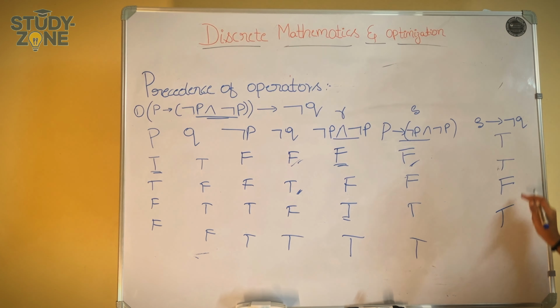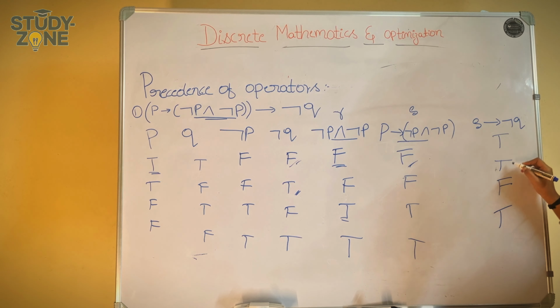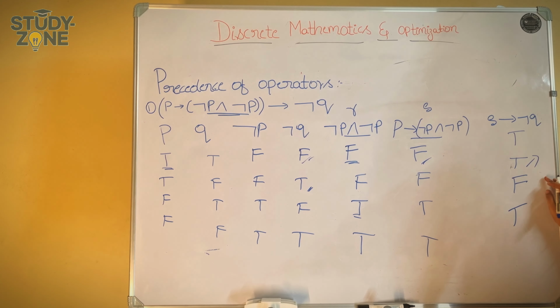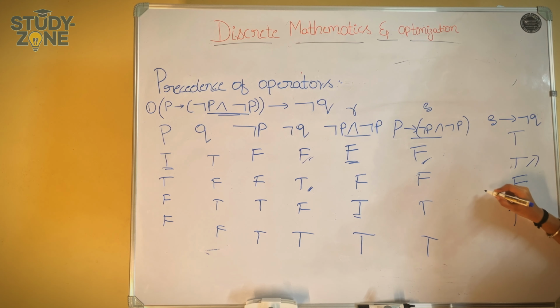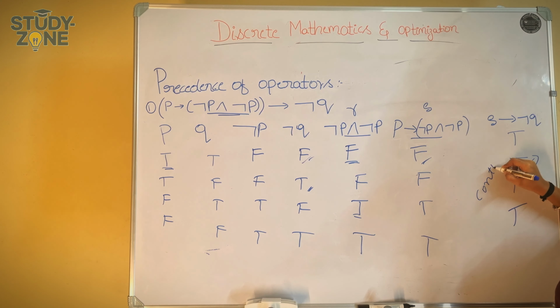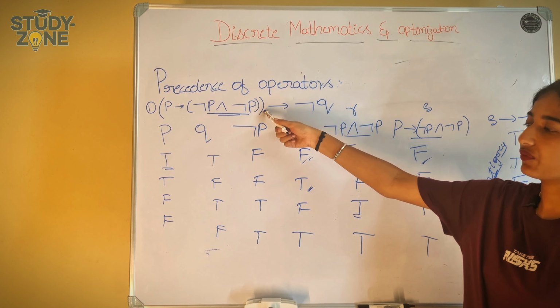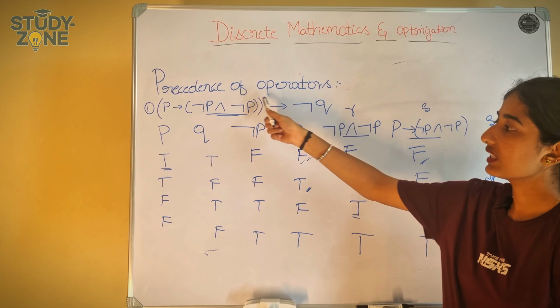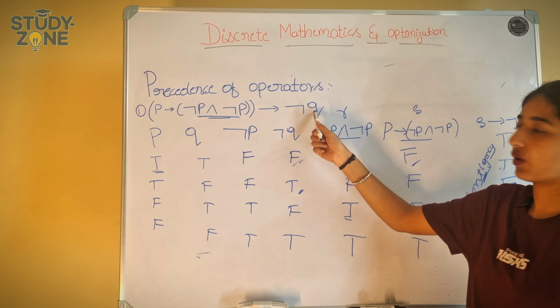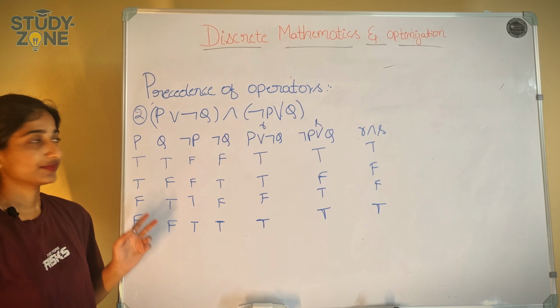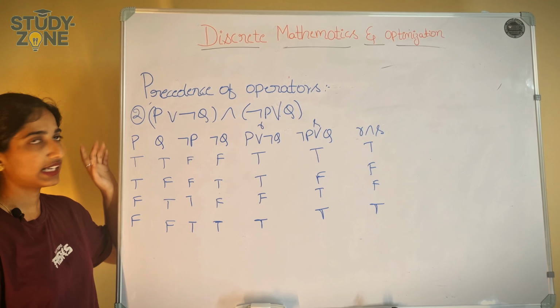Here there is a mixture of both true and false values, so will it become tautology, contradiction or contingency? It will become contingency, because it has both true and false values. So this is how we will simplify. First we will simplify the things which are inside the bracket, and then we will solve the things which are outside the bracket. Okay. So let us go through the second example.